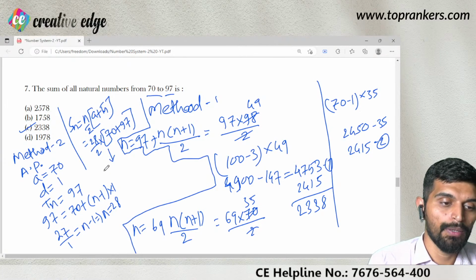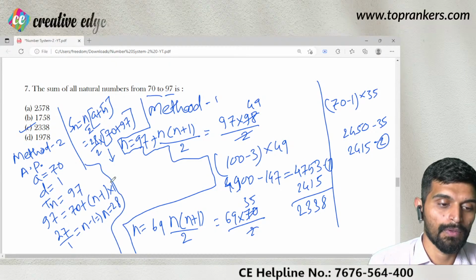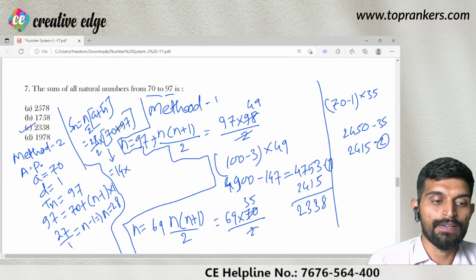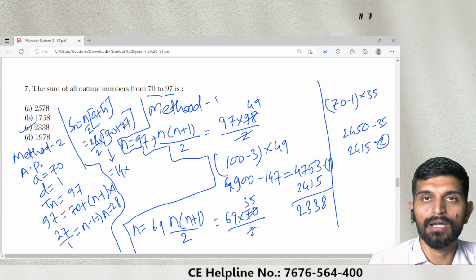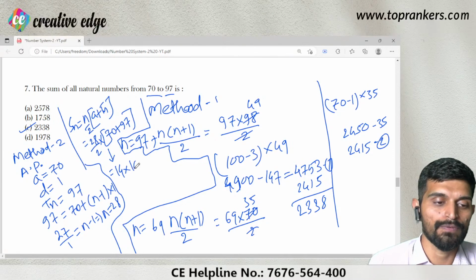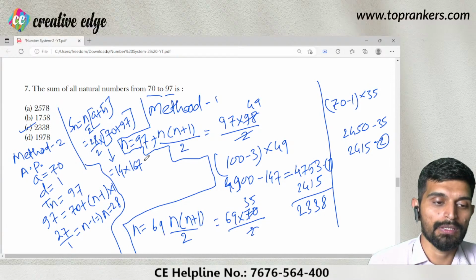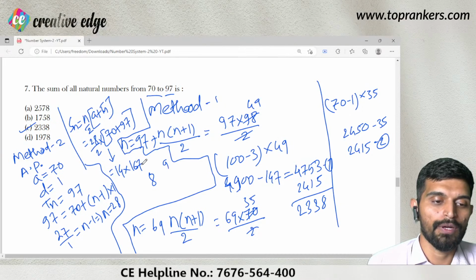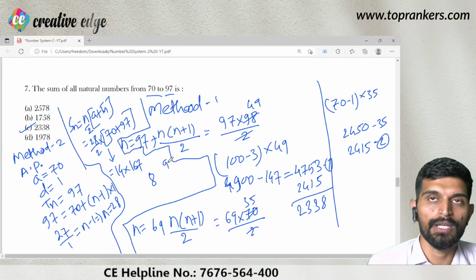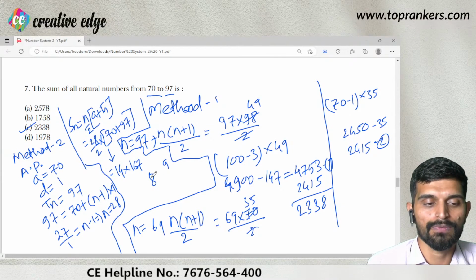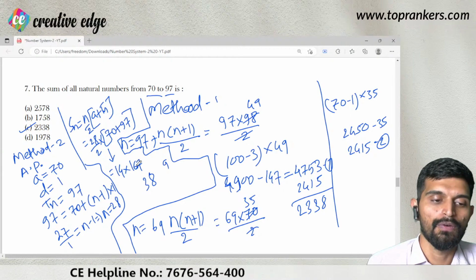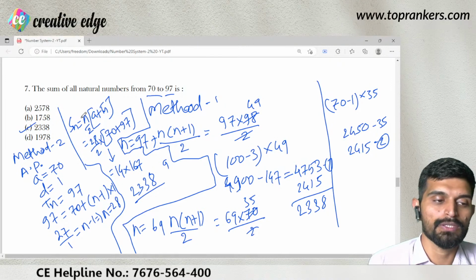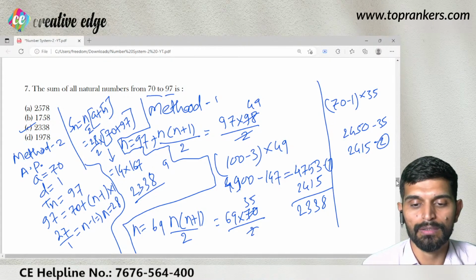Let me continue here. So this is 14 into 97: 97 plus 70, 97 plus 300, 100 plus 67. So 167. So 14 sevens are 98. Carryover is 9. 14 sixes are 84. 84 plus 10, 94 minus 1. So 93. Carryover is 9. 14 ones are 14 plus 9, 23. So 2338. Both ways you will have option C as the answer.